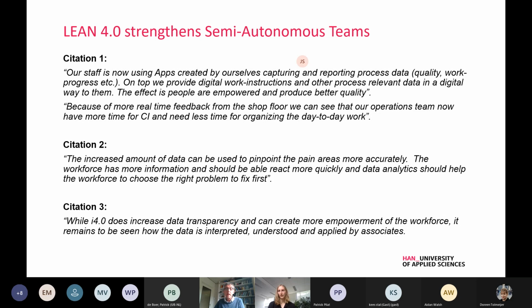Janne? Yes? Interrupt. There's an interesting question in the chat from Kees Stahl. Okay. He asked, based upon this taxonomy, do you state that a high level of lean maturity is impossible without fully connected information systems?